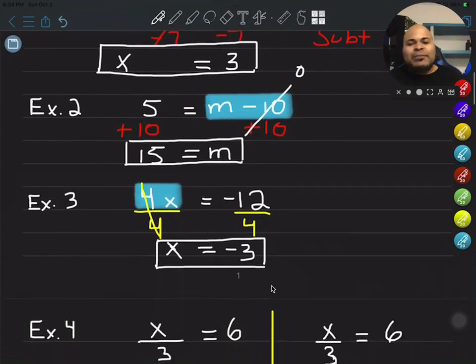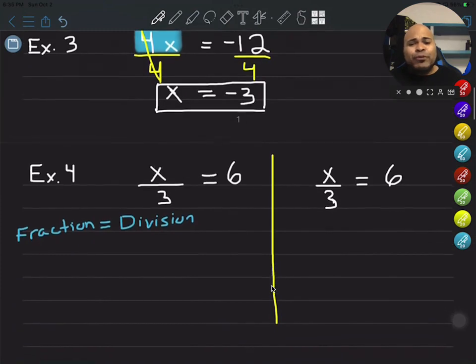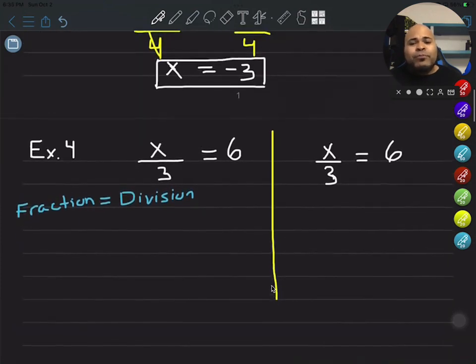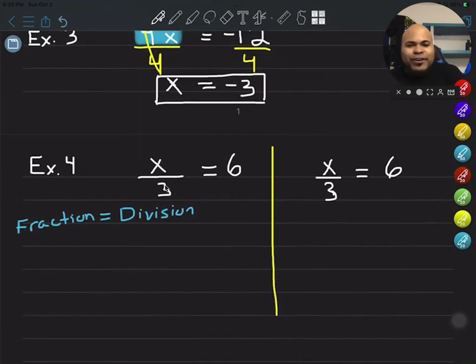Let's do the last possibility, all right? Example 4. Example 4 brings the fraction. So what you have to remember, because people sometimes get scared of the fraction, don't be scared of the fraction. Master Cruz is telling you, don't be scared of the fraction. It's just division. Fraction is division. So we do the inverse, the opposite.